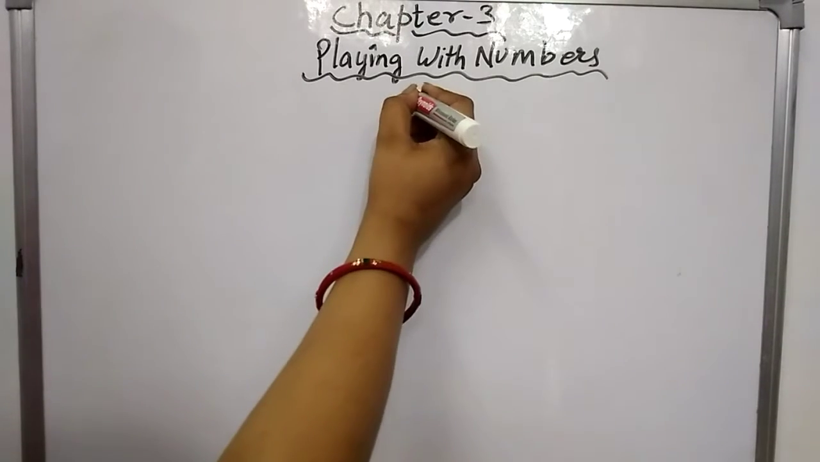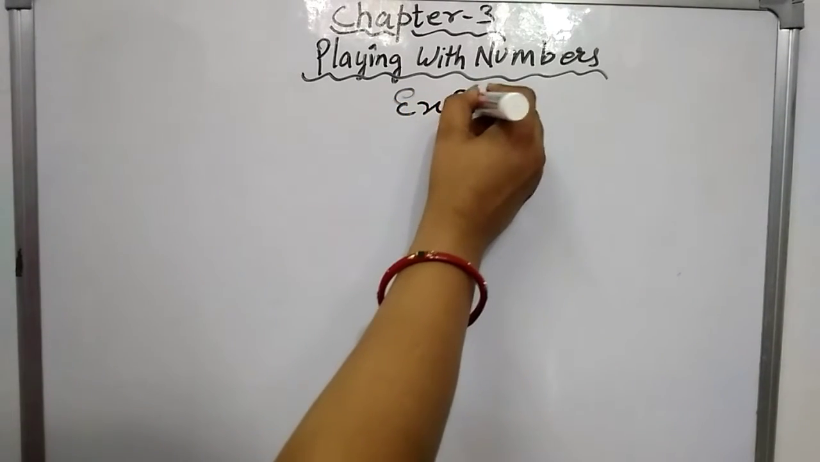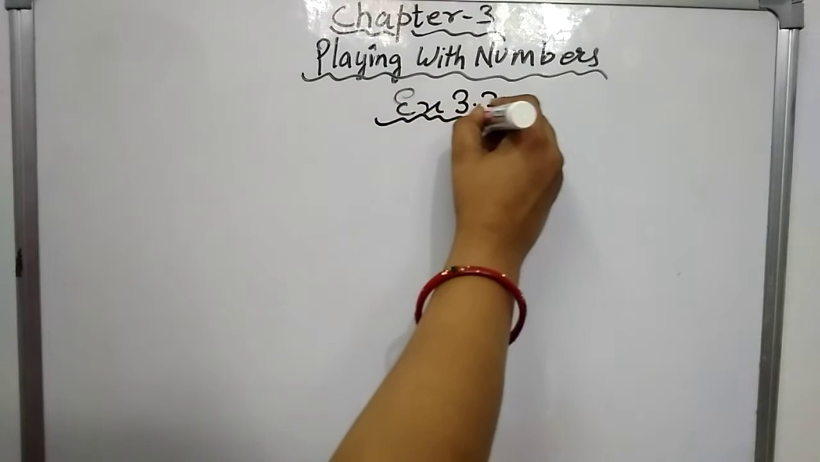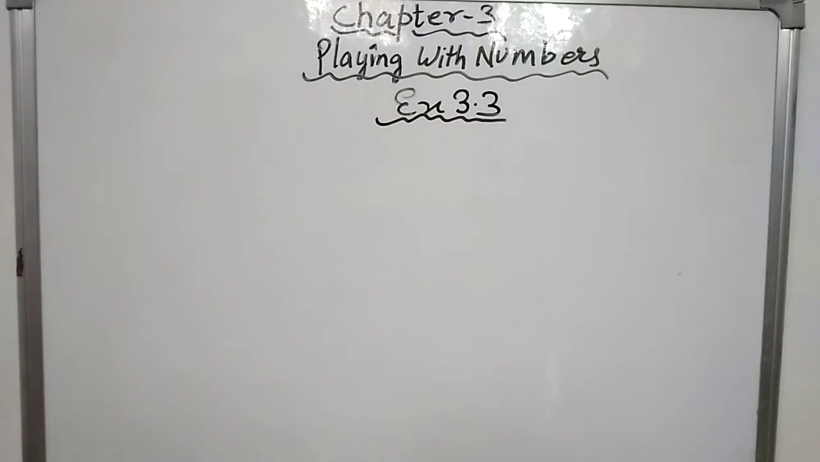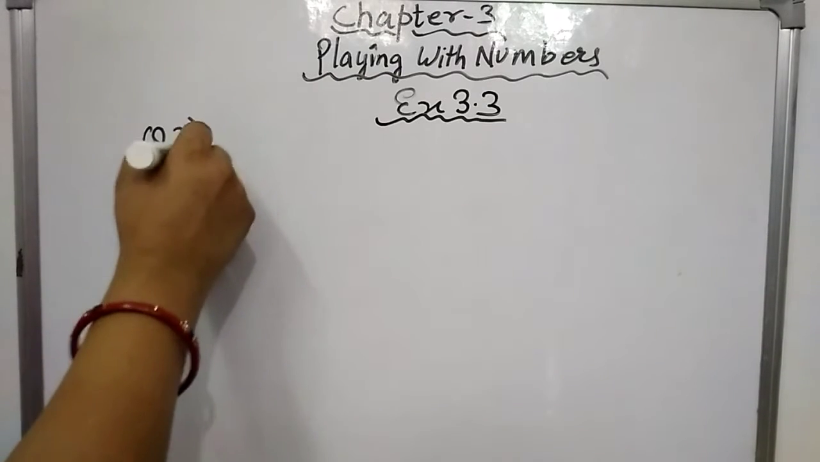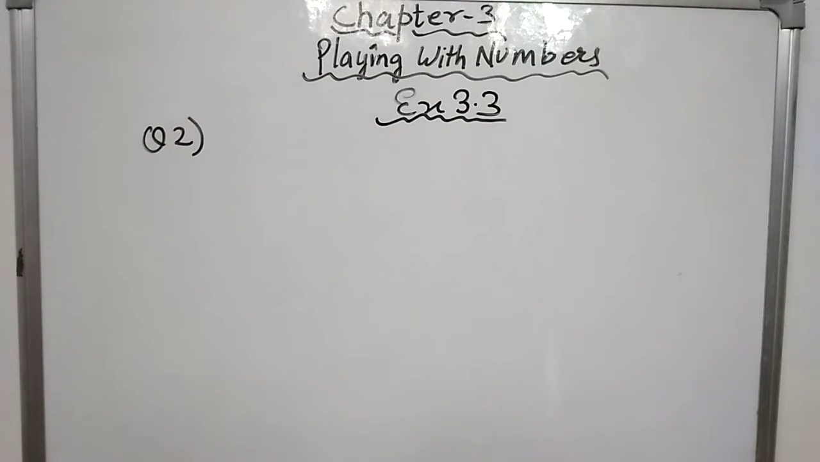Let's begin our exercise 3.3. We understood different tests for divisibilities. Now we will practice them through this exercise. Question number 2. Using divisibility test, determine which of the following numbers are divisible by 4 by 8. In this question, divisibility by two numbers need to be checked, by 4 and by 8.